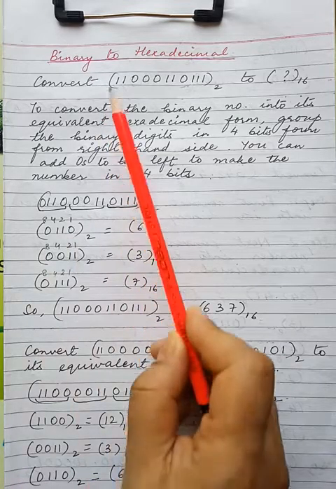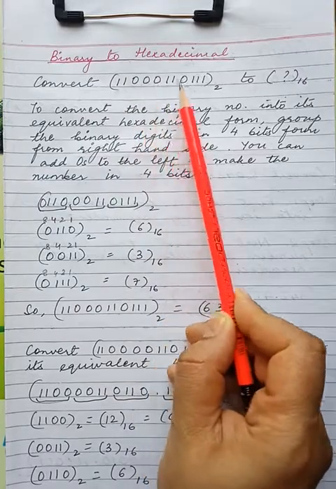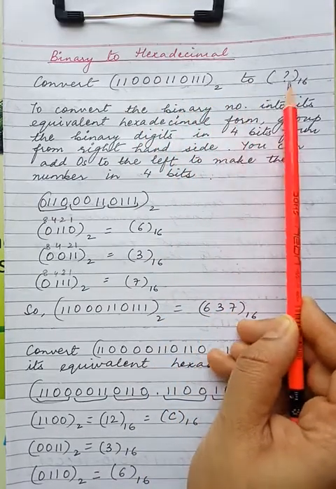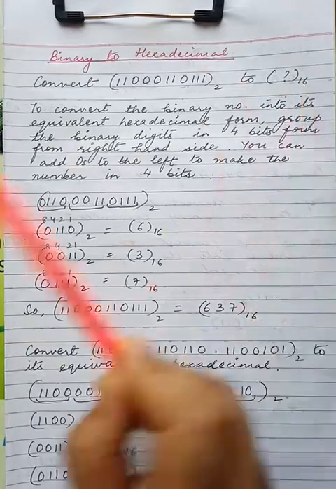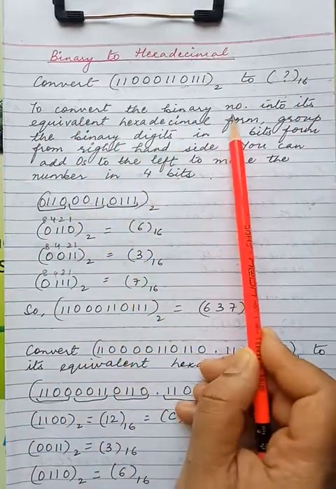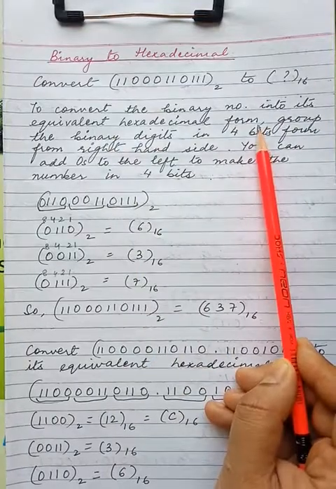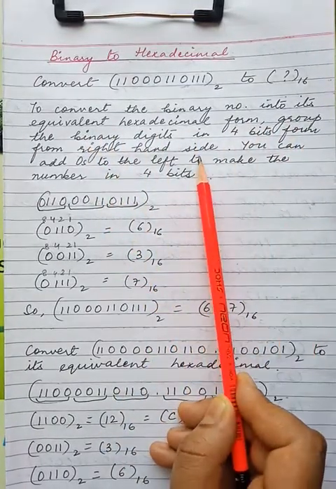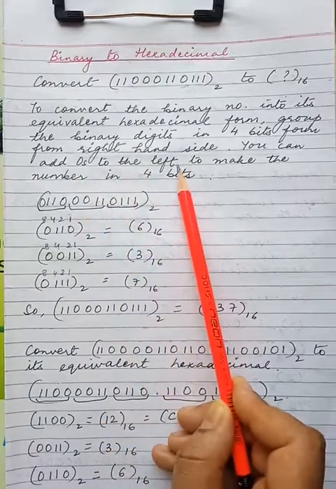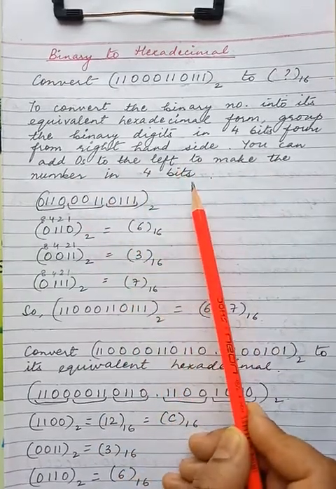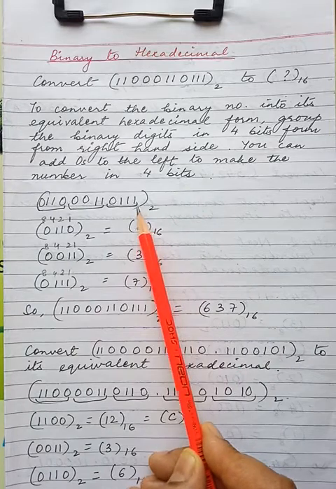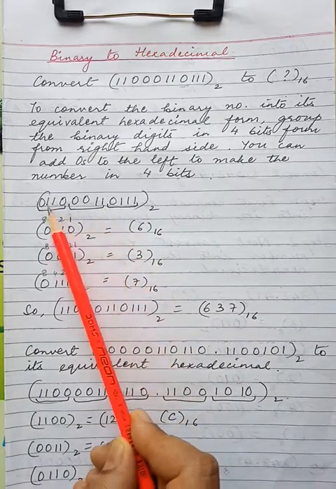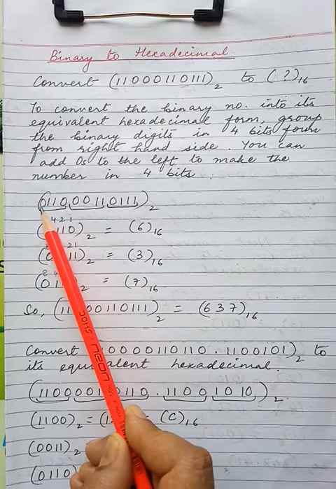Take this question, convert 1100011011 which is binary to base 16, that means to hexadecimal. To convert the binary number into its equivalent hexadecimal, group the binary digits in 4 bits form from right hand side. You can add zeros to the left to make the number in 4 bits form. Take this number, start from the right, this is first group, this is second group. Now there were only 3 bits left here, so I added a 0.